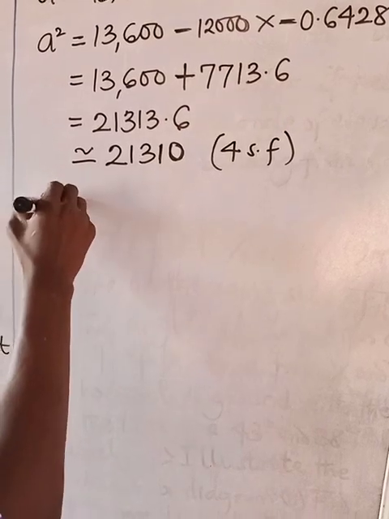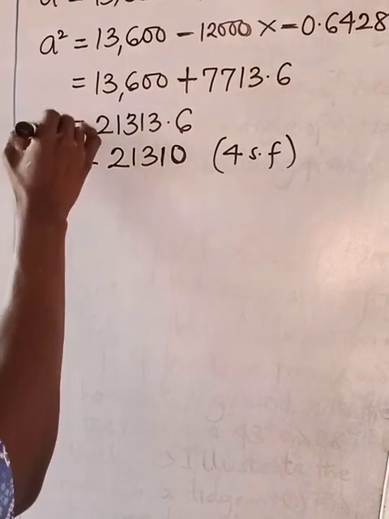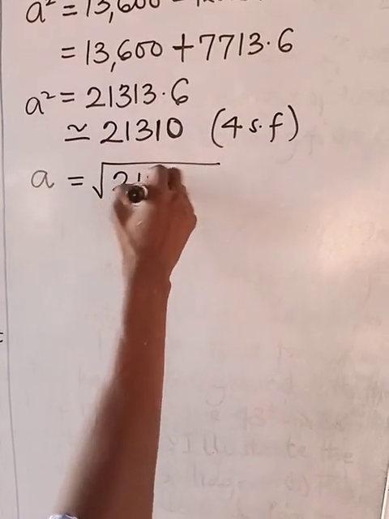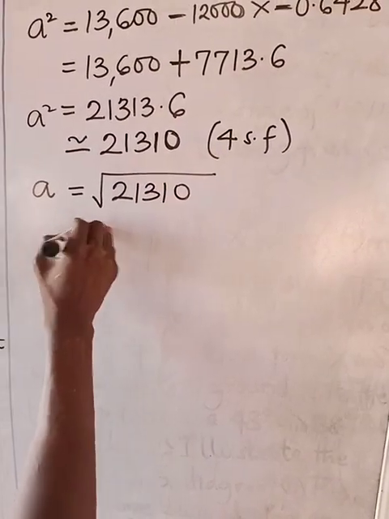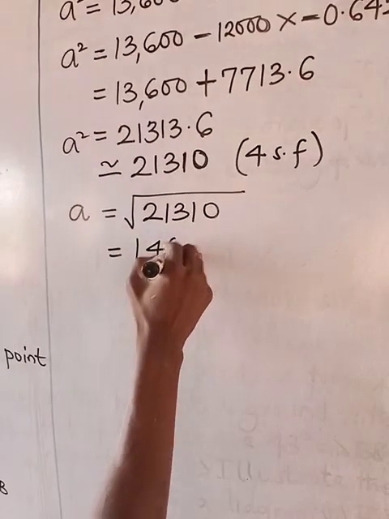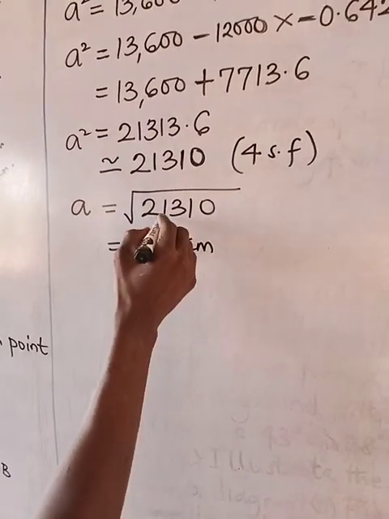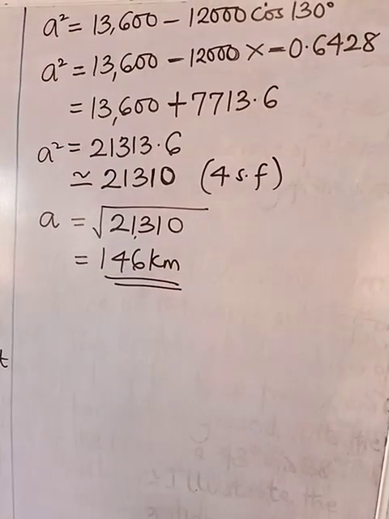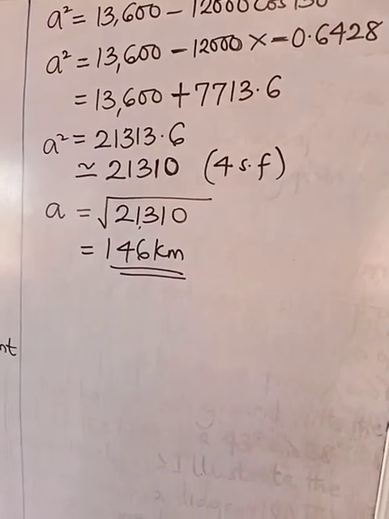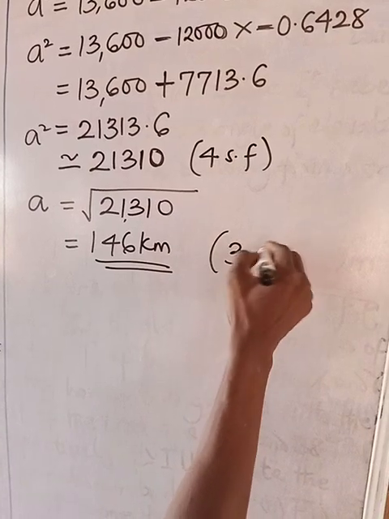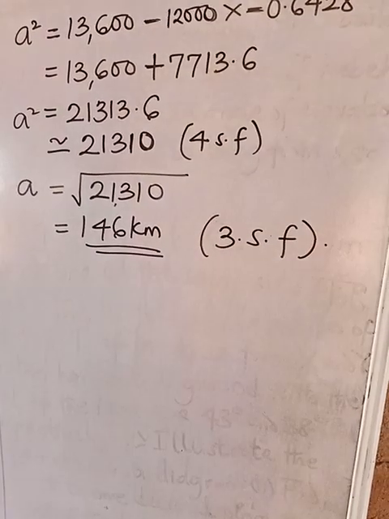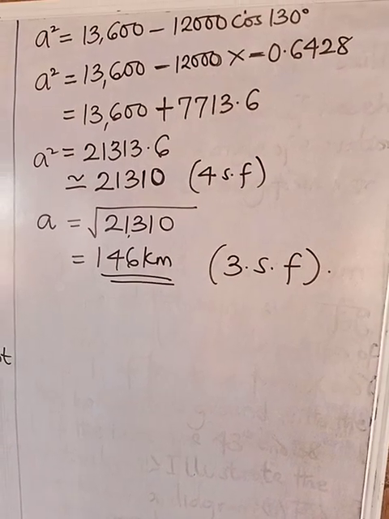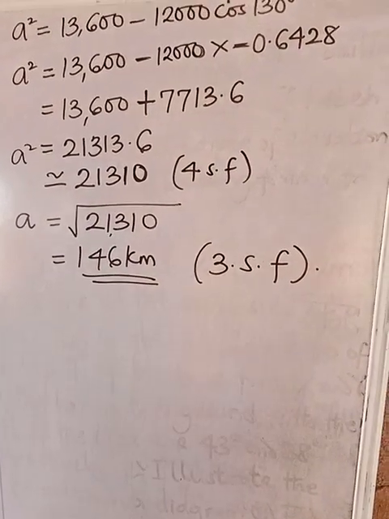So A squared is that, and A will now be the square root of 21,310. You find the square root of 21,310, and you have 146 kilometers. This is three significant figures. I hope that is clear. This is the use of the cosine rule.